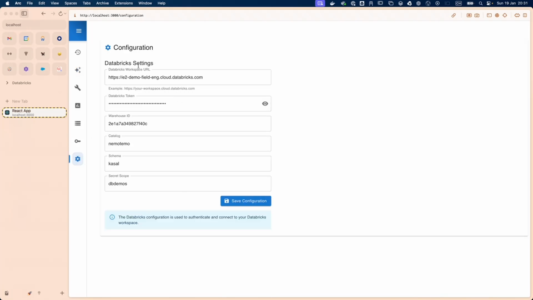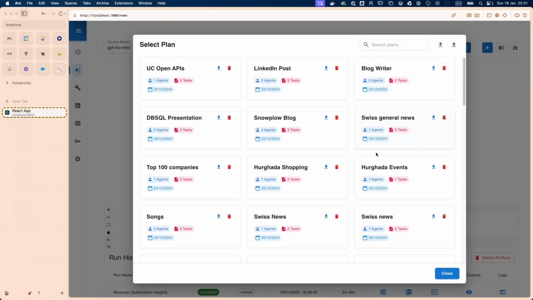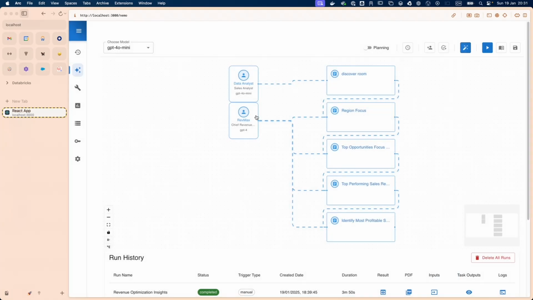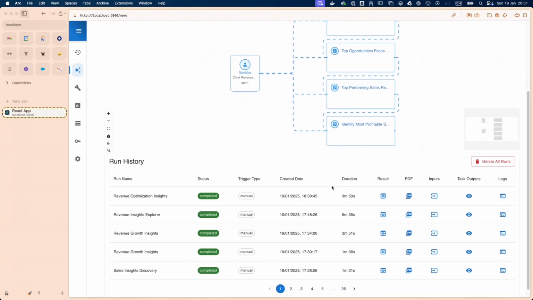So here, to be able to integrate this agentic AI with Databricks, you could see that I was able to allow it to connect to the various catalog schemas and Unity catalog functions where I had all my rooms available. Then in 9, I had the sales pipeline that is available and I was able to run it. And these are examples of different runs that I was testing with.